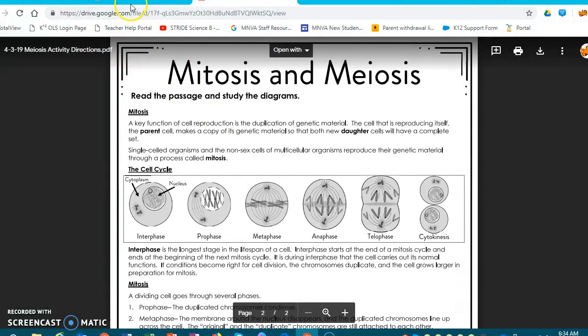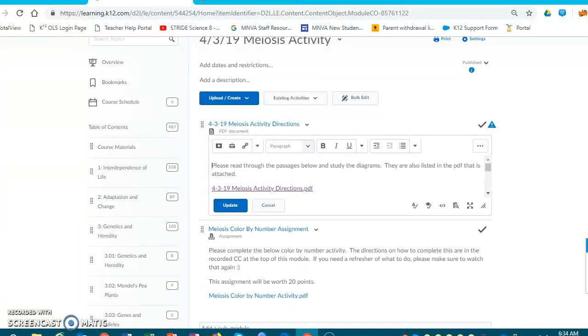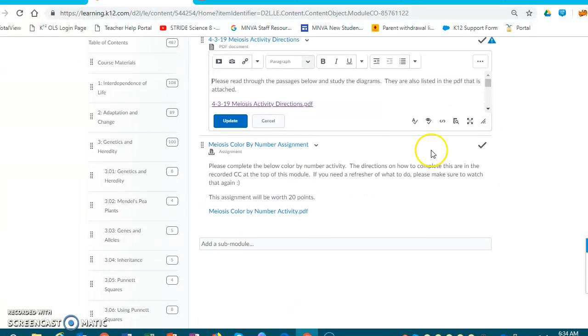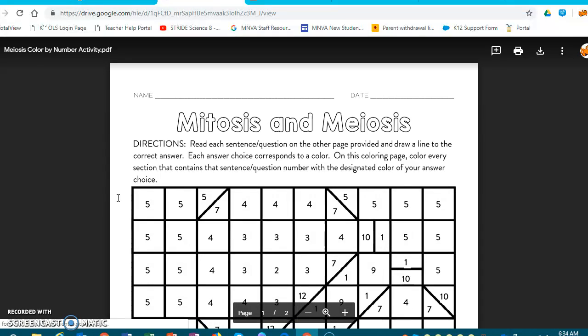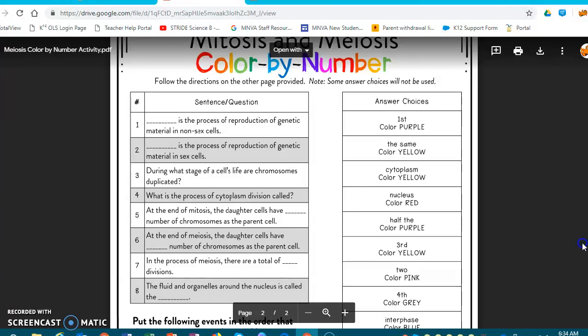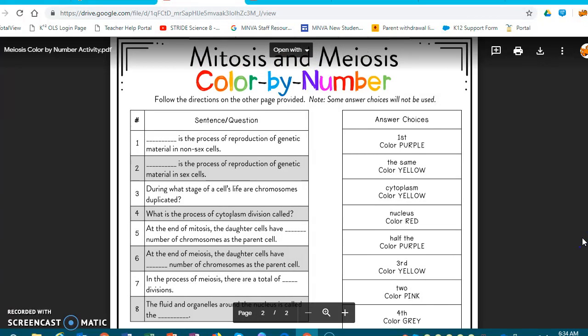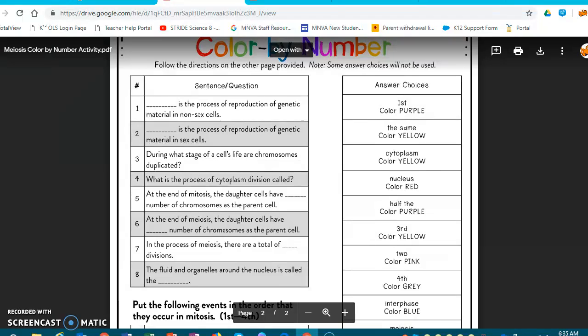And if I go back, bear with me. There is a color by number activity. This is the color by number activity you need to do. Now you're going to answer these questions, follow the directions on the other page provided, and some answer choices will not be used.